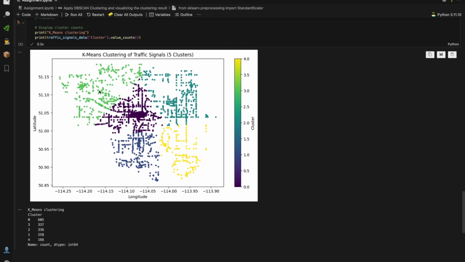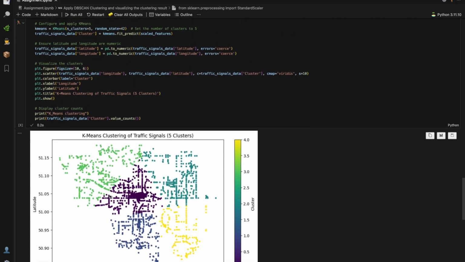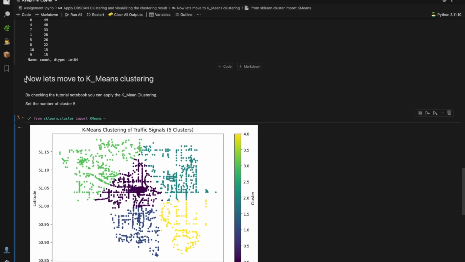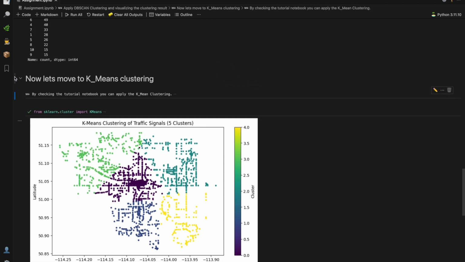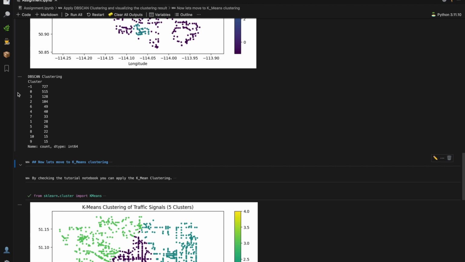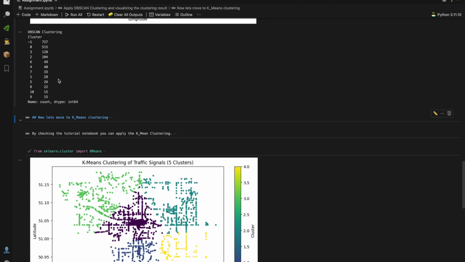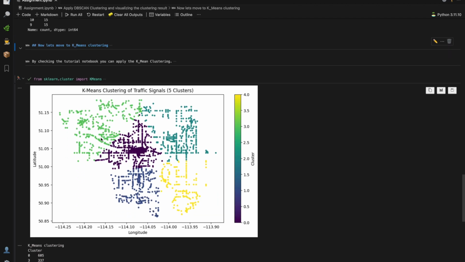Notice how K-means forces every point into a cluster, providing a different perspective from DBSCAN. Comparative analysis. With both visualizations in front of us, we can dive into a comparative analysis. DBSCAN's flexibility with density and noise makes it robust for datasets with anomalies or irregular distributions, which is often the case in urban settings. On the other hand, K-means offers a straightforward approach to evenly split the dataset, ideal for uniform data distributions, but less effective when dealing with outliers or varying densities.